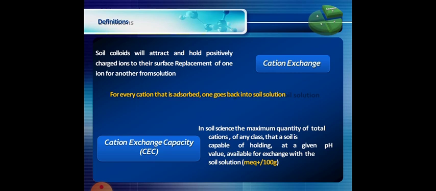Now we'll talk about cation exchange capacity, in short CEC. In soil science, it is the maximum quantity of total cations of any class that a soil is capable of holding, at a given pH value, available for exchange with the soil solution.